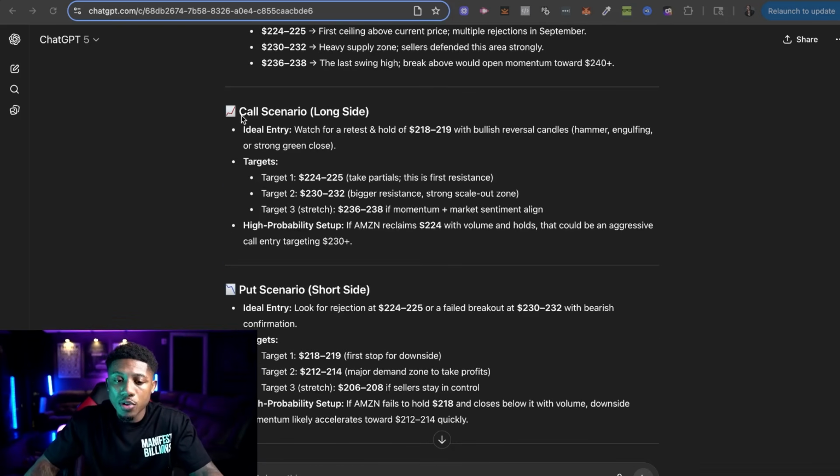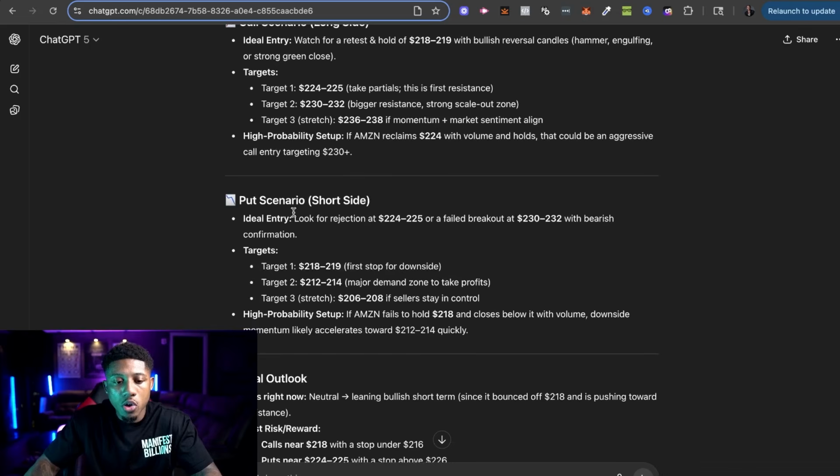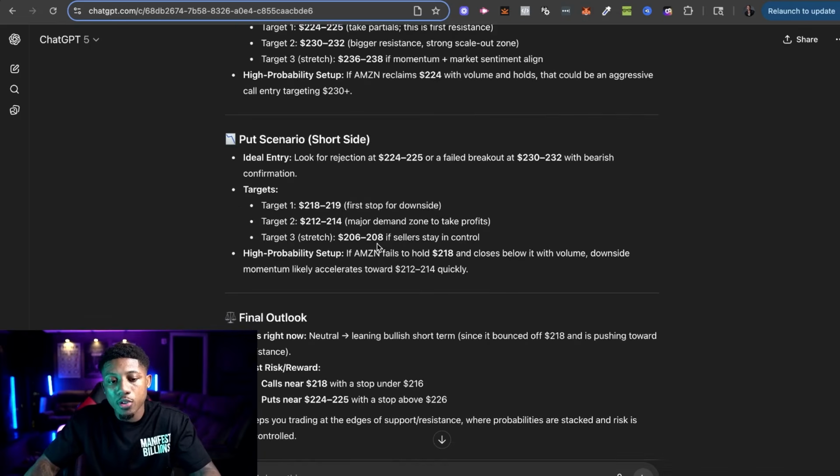Now it's also going to give you different scenarios. So if call side or if you want to go long, right? It'll give you ideal entries and where your targets are, along with entries for shorts or if you're taking puts.